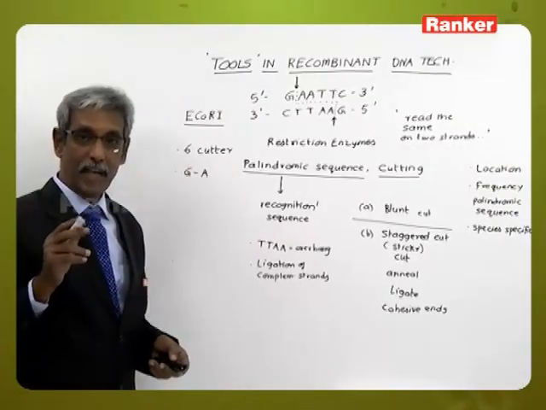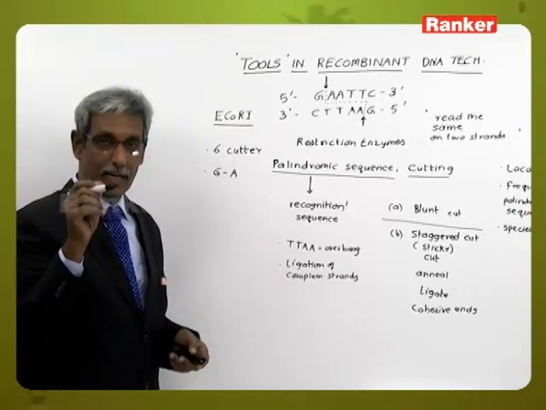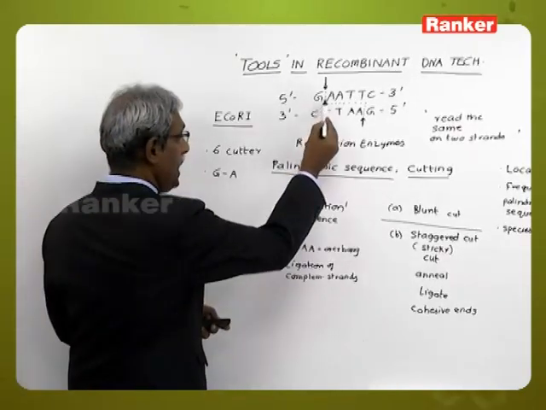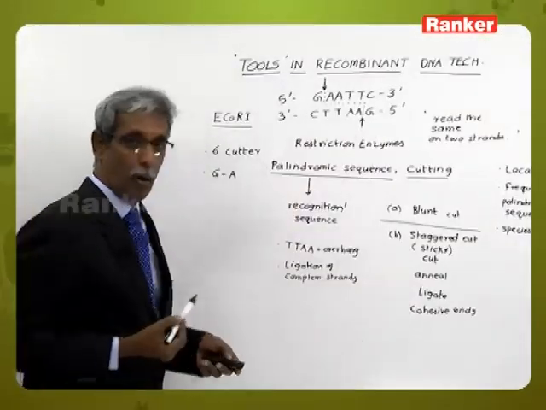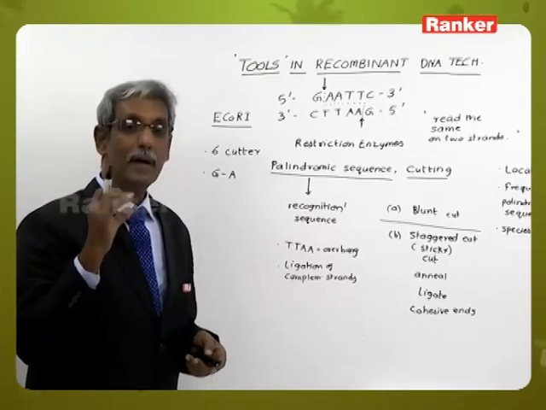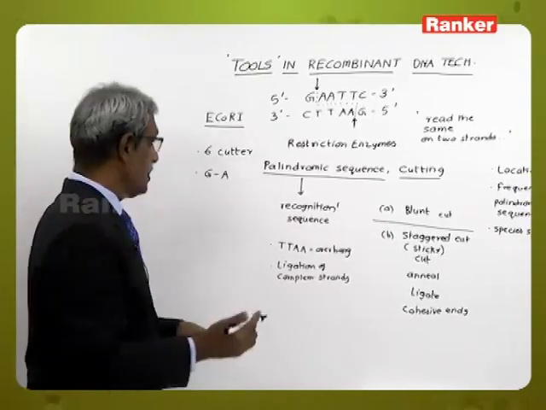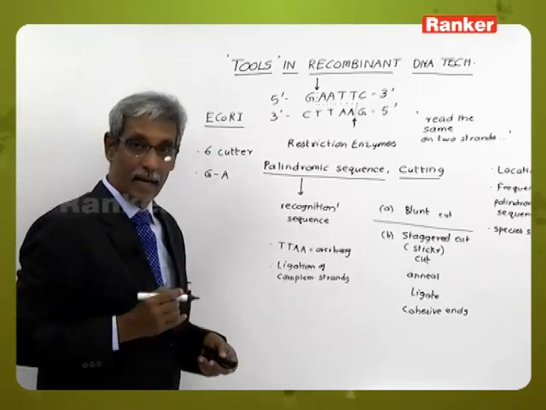And always EcoRI cleaves or cuts the 6-letter sequence between G and A. If you look at the arrows which are put in opposite directions, these indicate the places where the restriction enzyme cuts the sequence. So it is a 6-cutter based sequence. It cleaves between G and A.